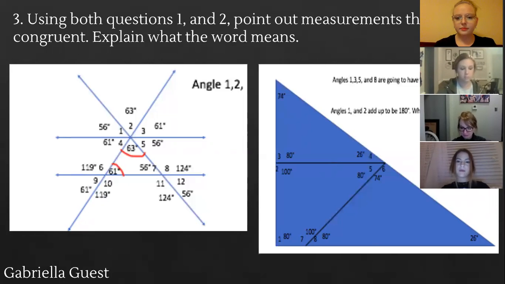And on to the second one. So for angle 1, it's 80 degrees. And for angle 3, it's also 80 degrees. So that's just what congruent means.